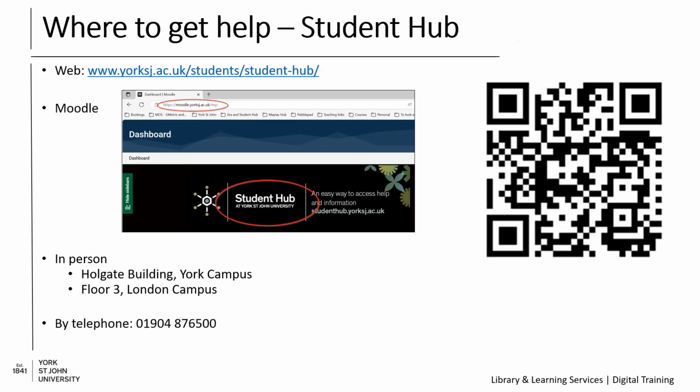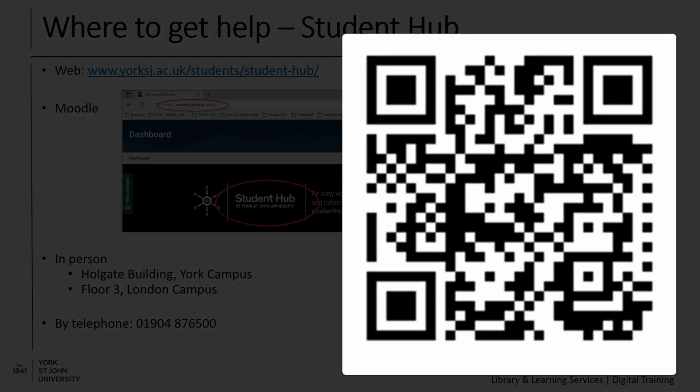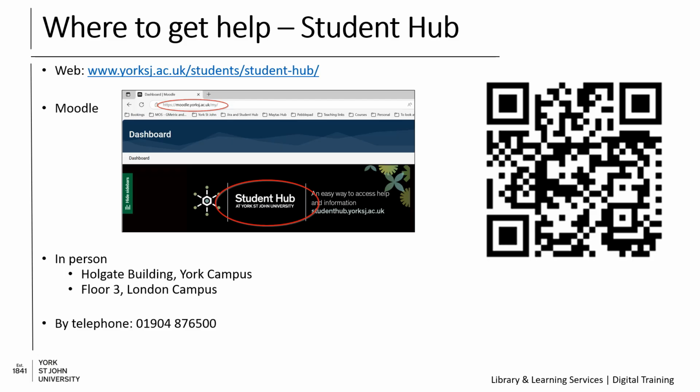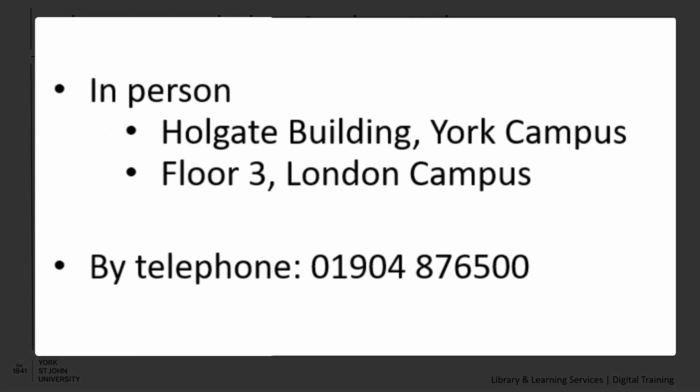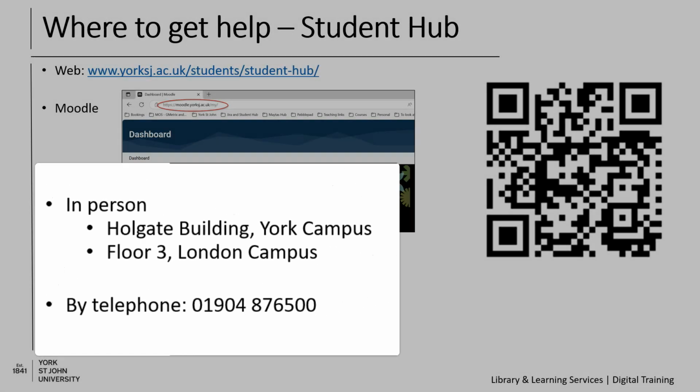For help about everything else about being a student at York St John, you can contact the Hub. Get to them on the website, go in person to the Holgate building on the York campus or floor 3 on the London campus, and by telephone from either campus to 01904 876 500.